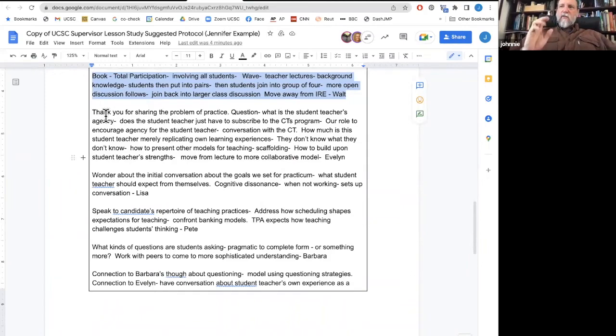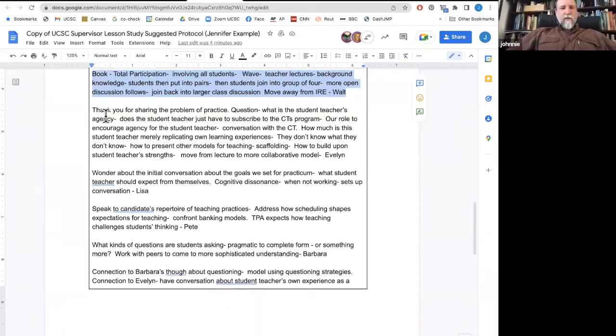For every student teacher, what happens isn't just about them for me. For me, it's also about the context they're in, and what shapes their practice in practicum is what's offered to them. So we need to keep that in mind. And Evelyn's suggestion was, what's the context? How is the context shaping how this student teacher is going about things?